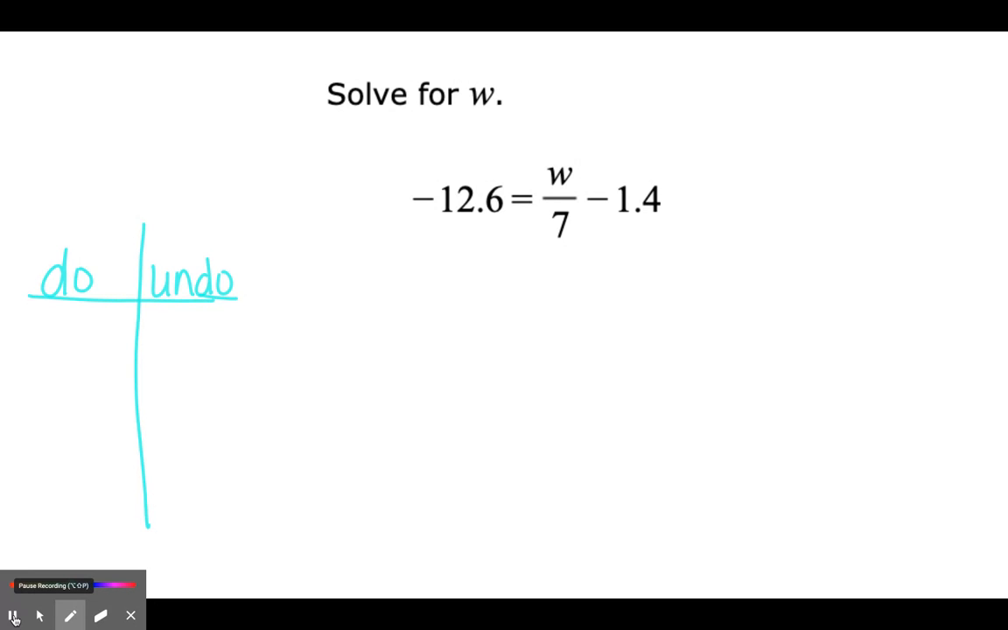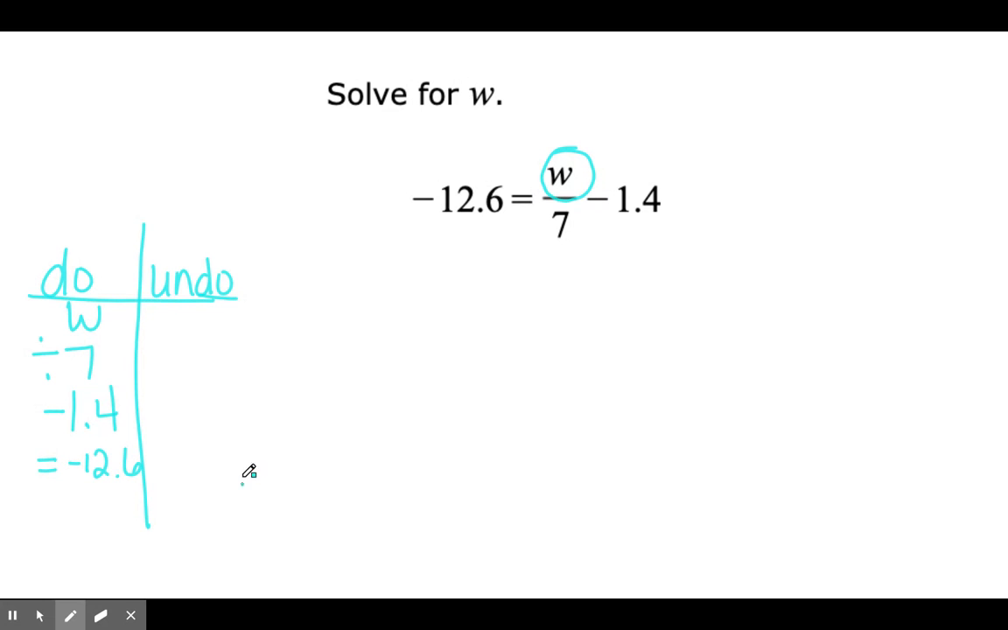Let's try another one. Again, my goal is to isolate my variable w. If I were to solve this using order of operations, I would start with whatever w was. I would divide that by 7, and then I would subtract 1.4, and it would equal negative 12.6.